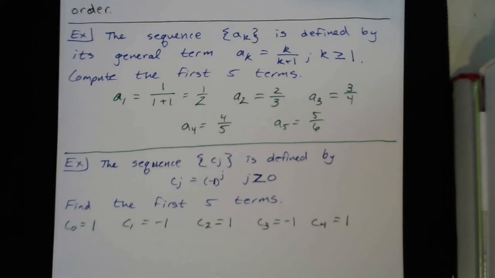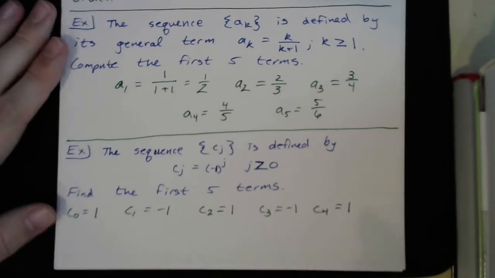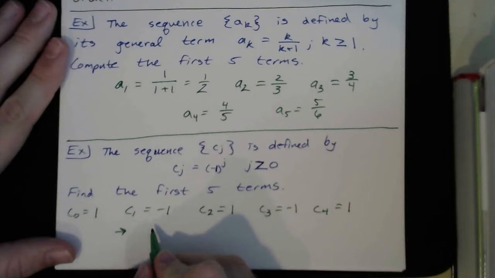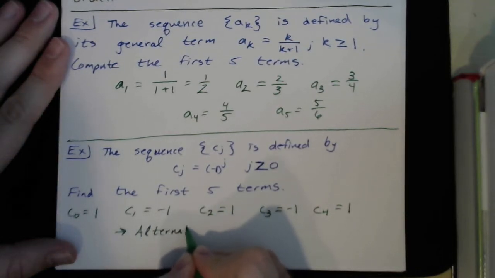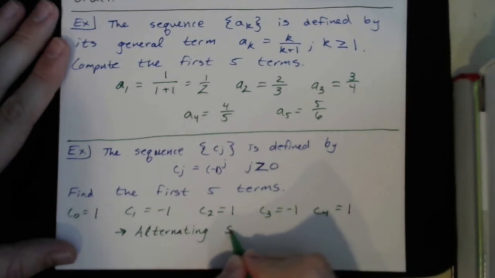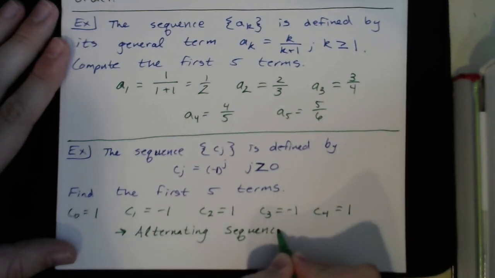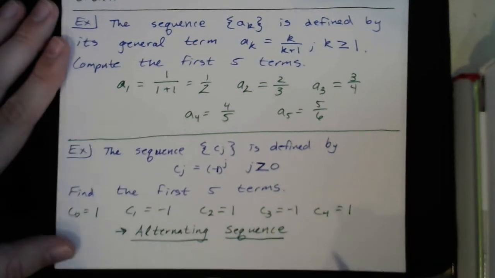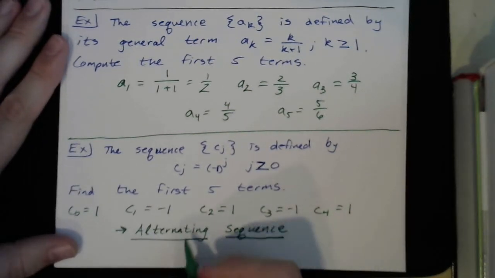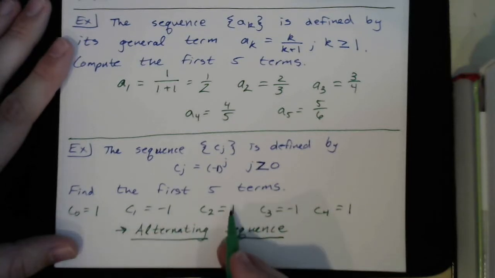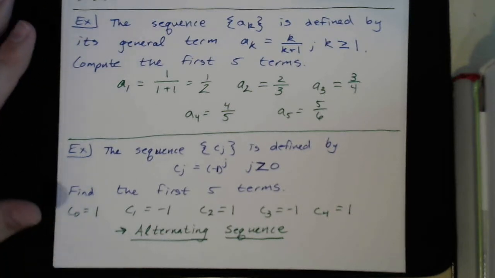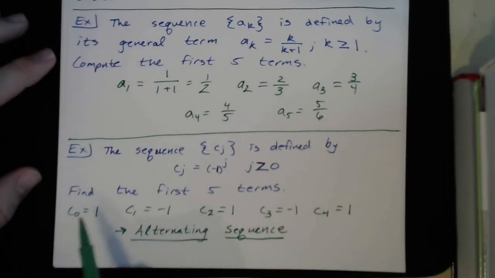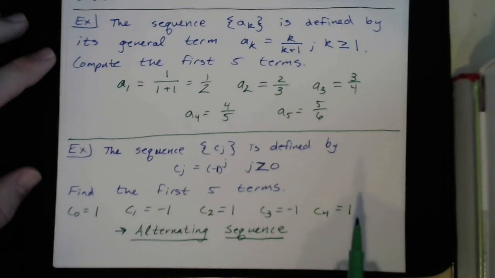If we were in class, I would ask you what kind of sequence this is, and you would all emphatically tell me this is an alternating sequence. Remember, just a little review, alternating flips between positive and negative and back again. Consecutive terms will have opposite signs: positive, negative, positive, negative, positive.